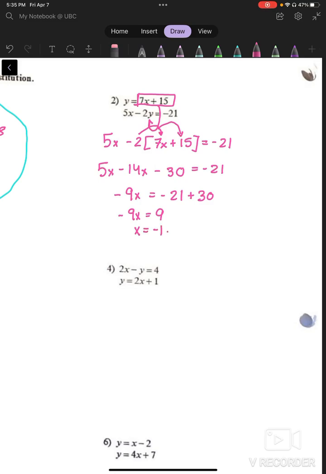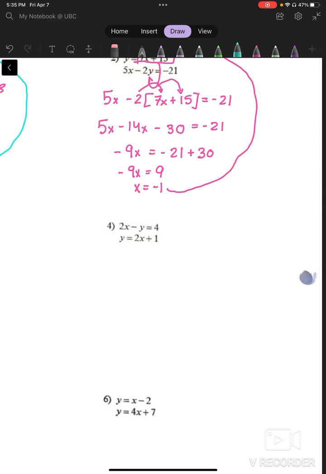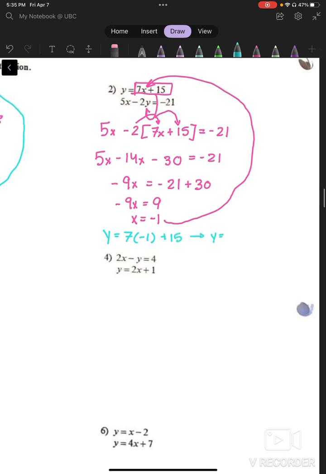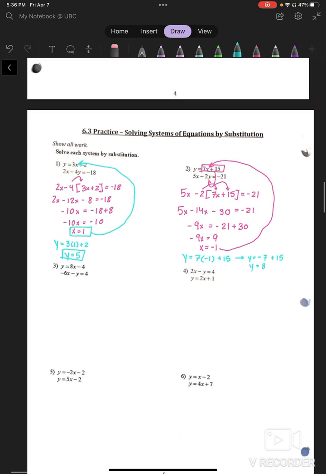Now that I've done that, I can take this negative 1 and put it in for x in this equation over here. That gives me y equals 7 times negative 1 plus 15. So y equals negative 7 plus 15, so y equals 8. And that's how you would do those two questions.